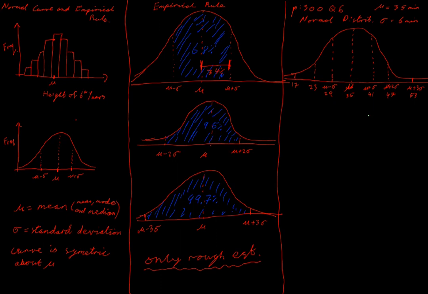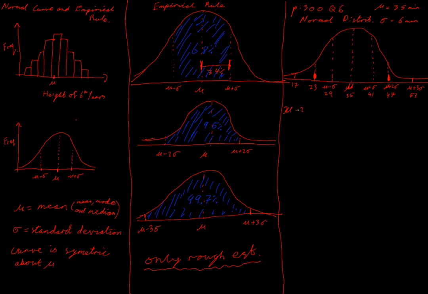Now, let's have a look at the questions. Part 1. What percentage of the workers will take between 23 and 47 minutes to get to work? Let's look at our diagram. 23 is here, and 47 is here. Well, what is that? That is within 2 standard deviations of the mean.